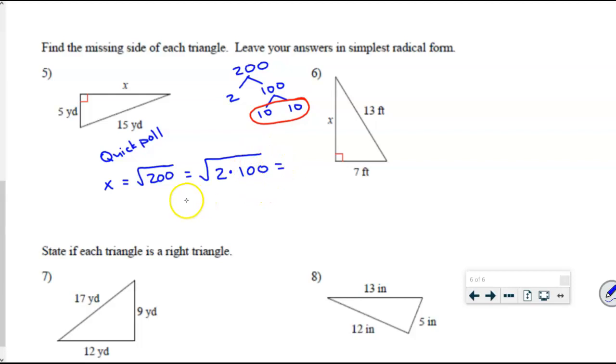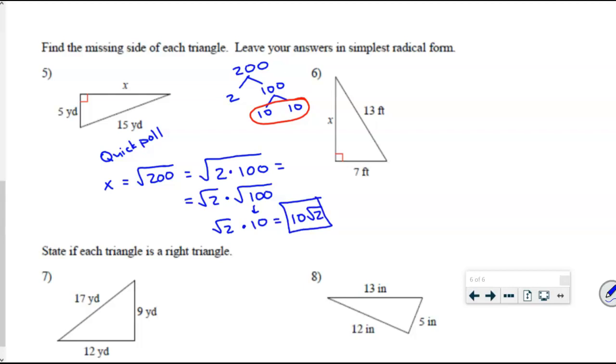This can then be broken up into the square root of 2 times the square root of 100, or the square root of 10 times 10. And the square root of 100 simplifies to 10. Typically, we like to write this in the front, so just rearranging that would be 10 square roots of 2.